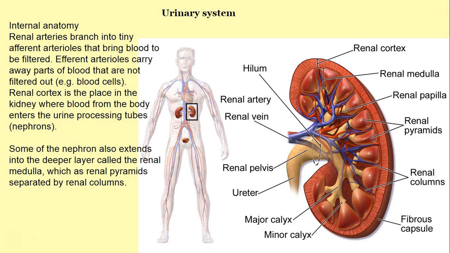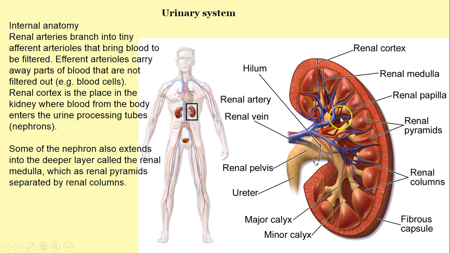Internal anatomy. Let's look. We just took a view of the internal structures. The renal arteries are going to branch, so let's take a look at this picture here. They're going to branch into tiny afferent arterioles. When you see the word afferent, think of towards. And efferent, look at that E. Think of exit, away. So what I'm trying to say is there are blood vessels that are bringing blood to the kidney, and then there are blood vessels that are going to carry it away from the kidney.